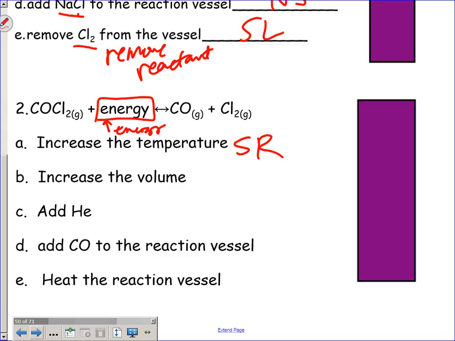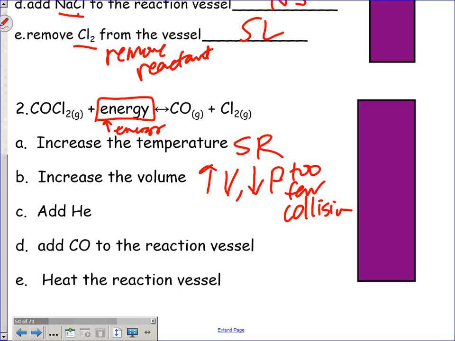Good job. Increasing the volume. What does that do to pressure? Decreases pressure. Okay. Oh no, I have too few collisions. I want to make more collisions happen. How do I make more collisions? This is a 2. So how many moles of gas are over here? That's a number 2. Okay, so there's 1 mole of gas over here. How many moles of gas are over here? 2 moles of gas. My stress is too low pressure, meaning too few collisions. That's my stress. Fix my stress.